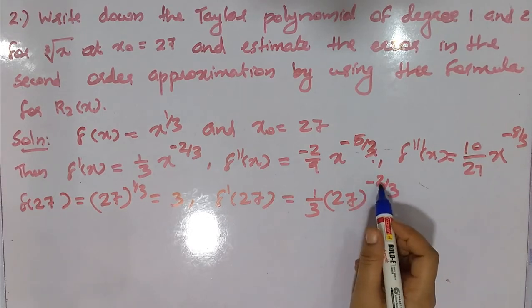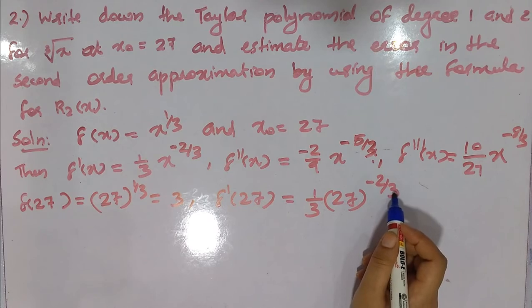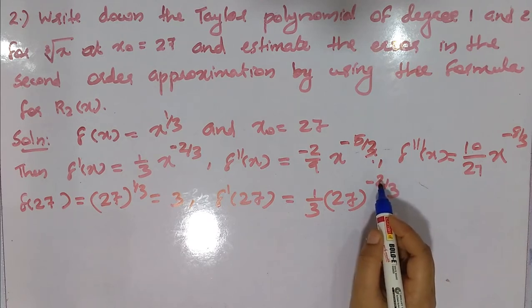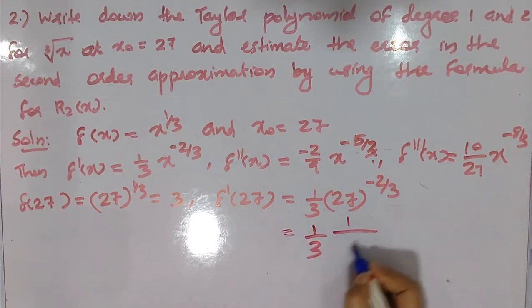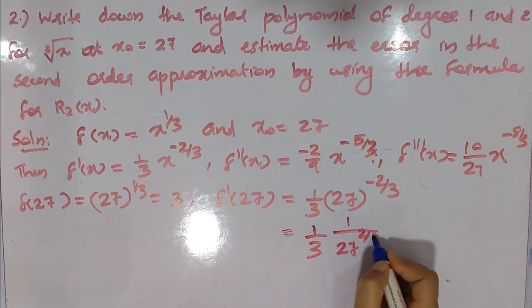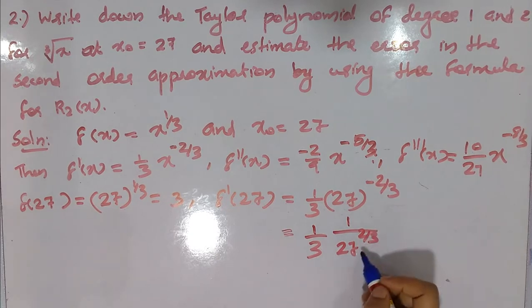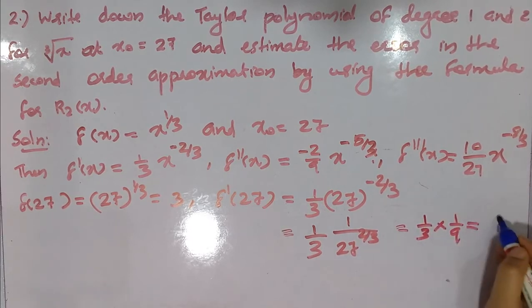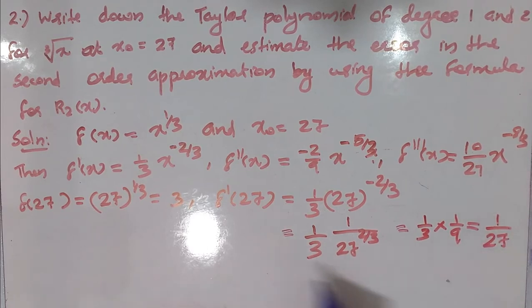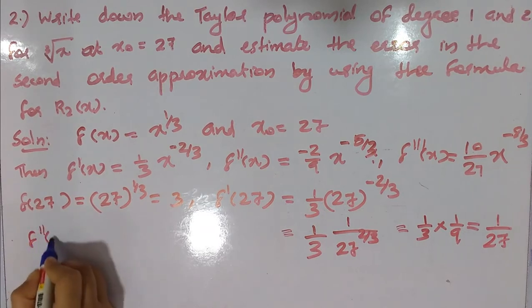Then, we have the cube and the square root. This is the power of the ideal. 1 by 3, 1 by 27 raised to 2 by 3. 27's cube root, that is the square. Cube root is 3, 3 squared is 9, it is 1 by 9. 1 by 3 into 1 by 9 is equal to 1 by 27. That is f double dash of 27.